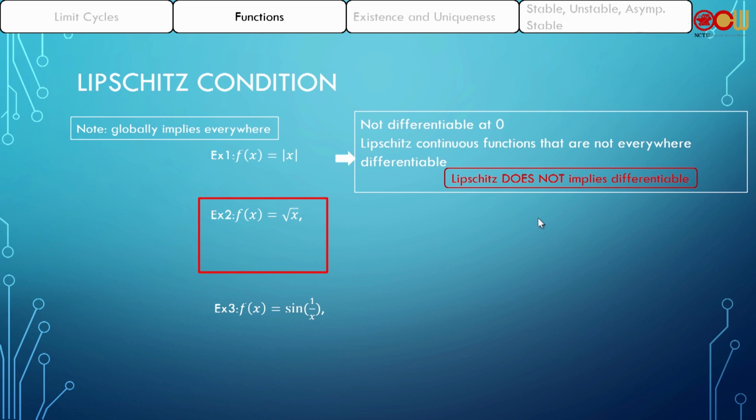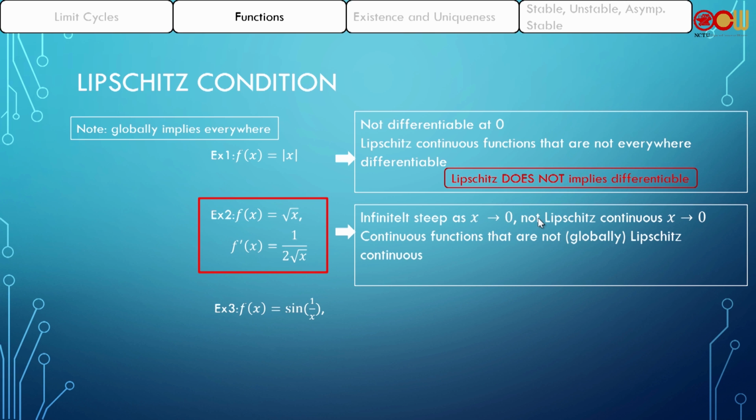What's the problem with the second example? Its derivative with respect to x is this. And what's the problem? Remember that we say the Lipschitz continuous condition means that the slope has to be bounded. But as you take the derivative of f, when x approaches 0, this value will go to infinity, right? Which implies the slope is not bounded. So it's not Lipschitz continuous. So these functions are not globally Lipschitz. Globally means everywhere. Everywhere means for any x.